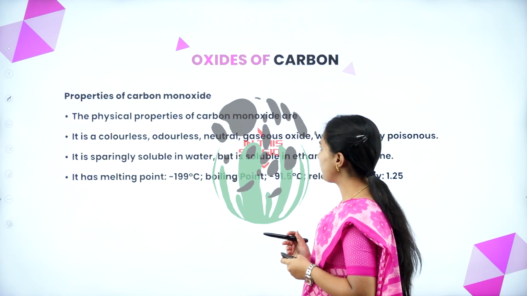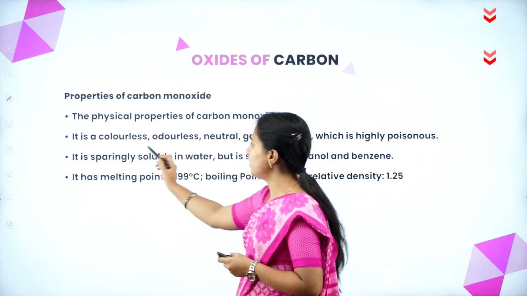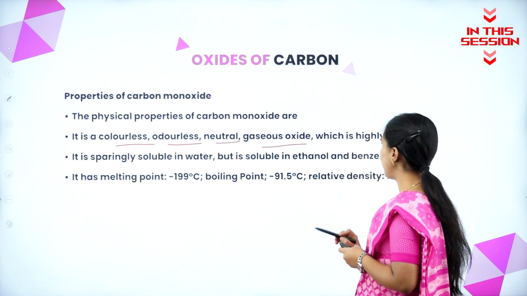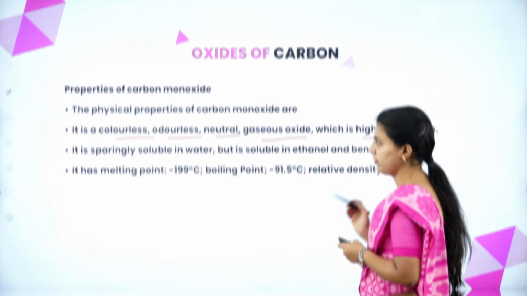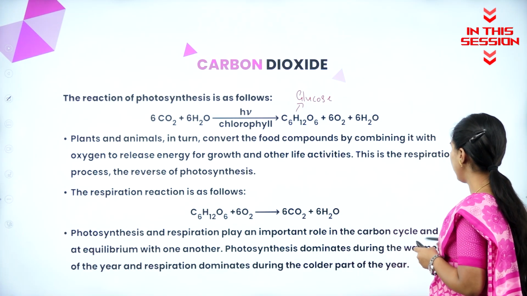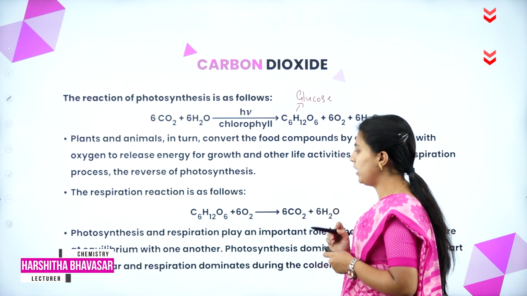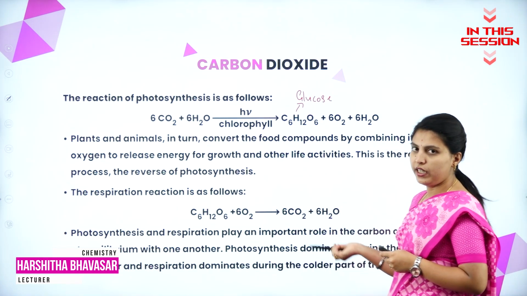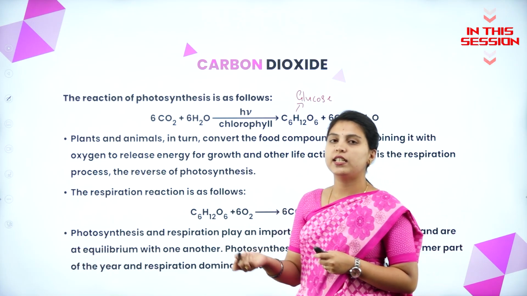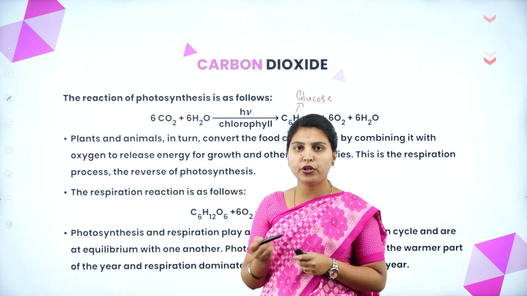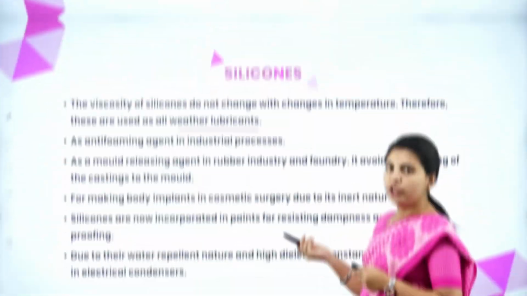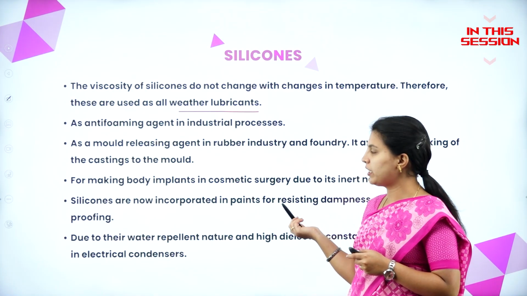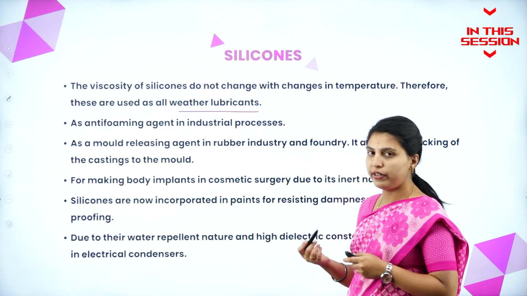Physical properties of carbon monoxide are, it is a colorless, odorless, neutral, gaseous oxide which is highly poisonous. Photosynthesis dominates during the warmer part of the year and respiration dominates during the colder part of the year. This photosynthesis and the respiration will play an important role in the carbon cycle. Due to its stability or inert nature, it will be used in cosmetic surgeries also because it will not react very easily.